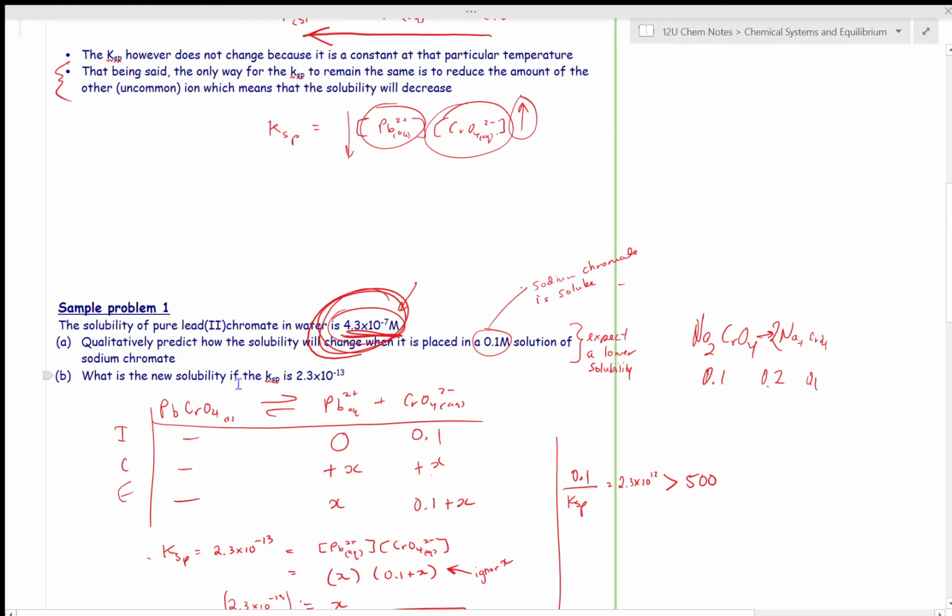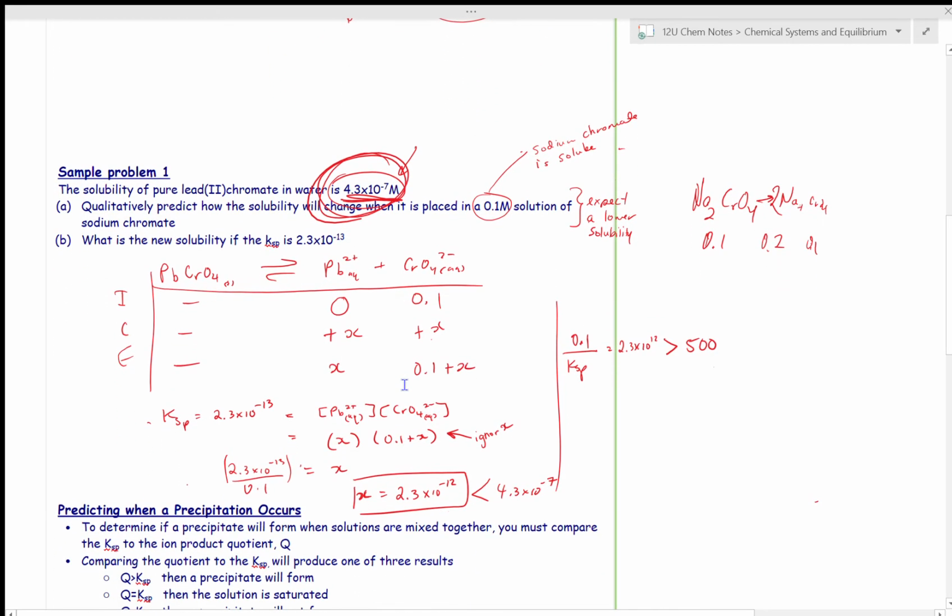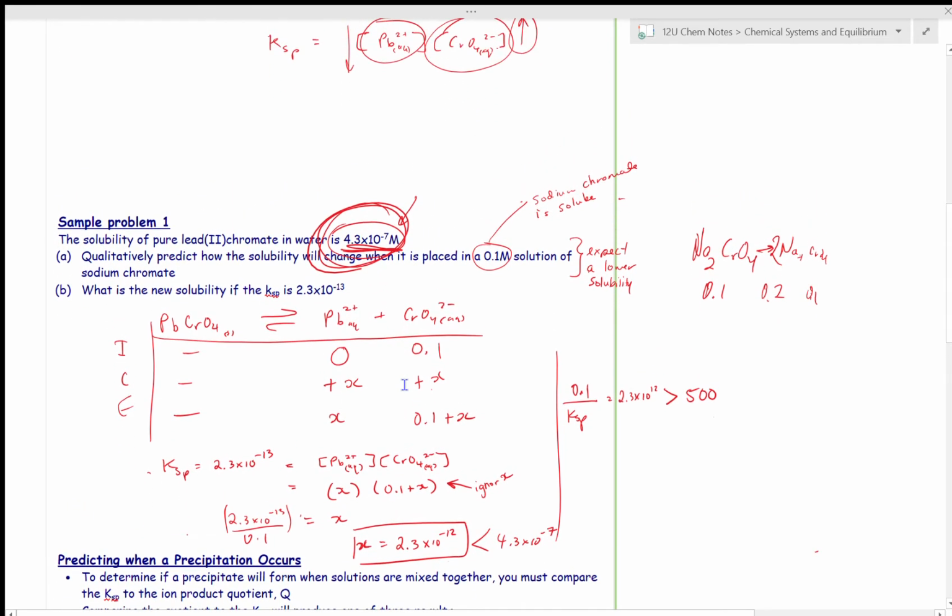It says, what is the new solubility if the KSP of this particular solution is 2.3 times 10 to the minus 13? So let's try this out here. This is a little bit different than what you did before. Usually you have zeros here, but in this particular case, you are starting out with chromate ions already in solution. So instead of a 0 and 0, it's 0 and 0.1 for the chromate ion here. We know that as this lead chromate tries to dissolve, it's going to dissolve in a 1 to 1 ratio. So we have a plus X here and a plus X here. And so we produce an X and a 0.1 plus X value here.